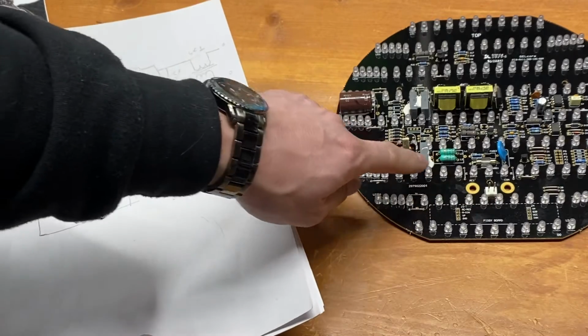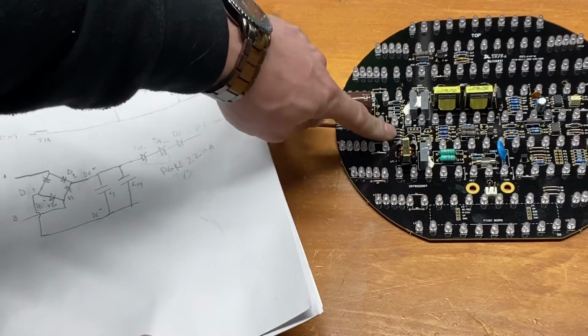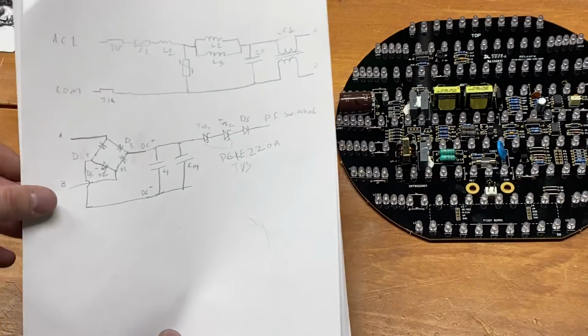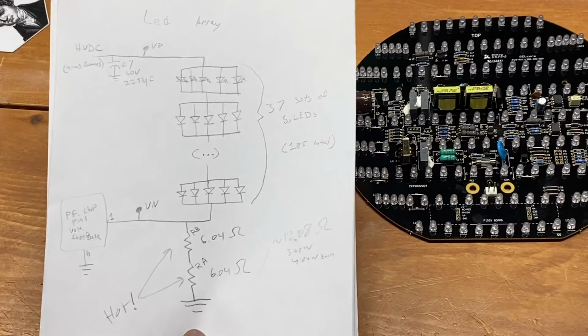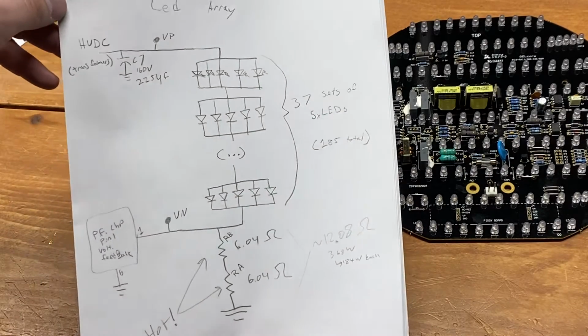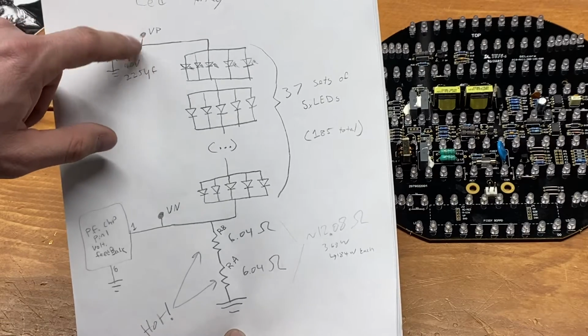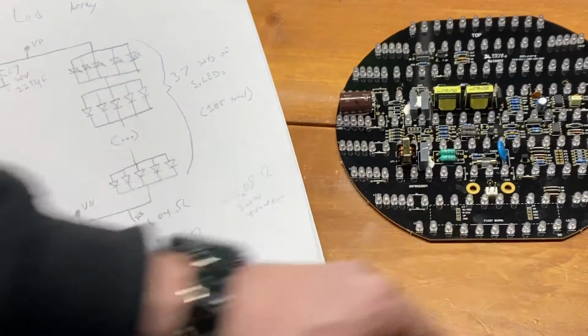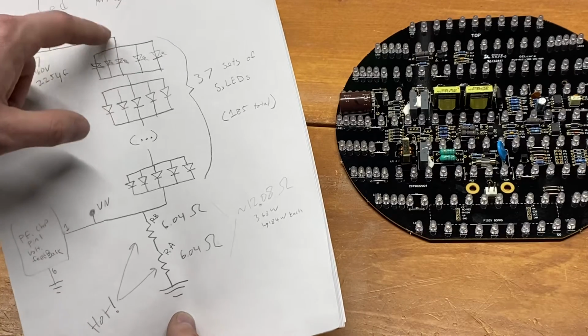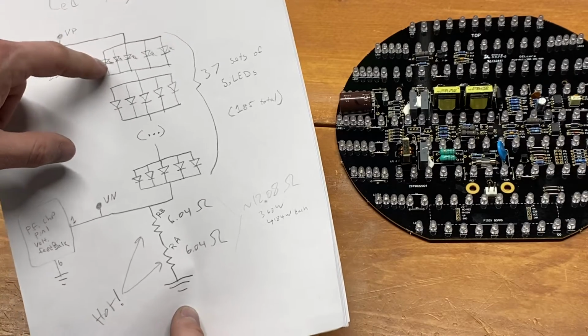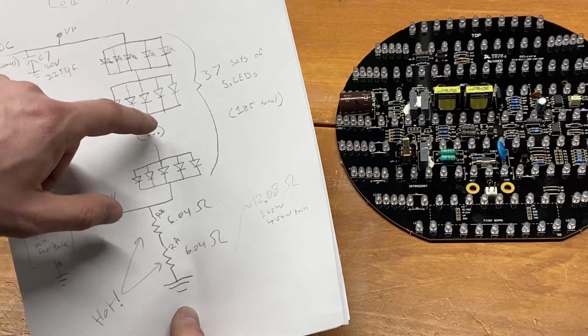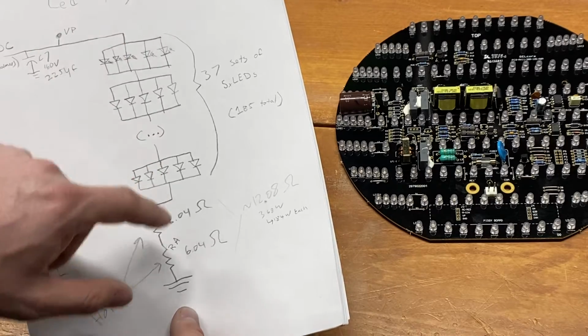So anyways, mains comes in, filters and chokes, diode bridge, and some caps on the DC side. This is what the LED array looks like. So you've got the high voltage DC, which is about 85 volts. There is a V plus test point down here, and it goes into a bank of five LEDs, which is connected in series with every other bank of five LEDs from top to bottom.